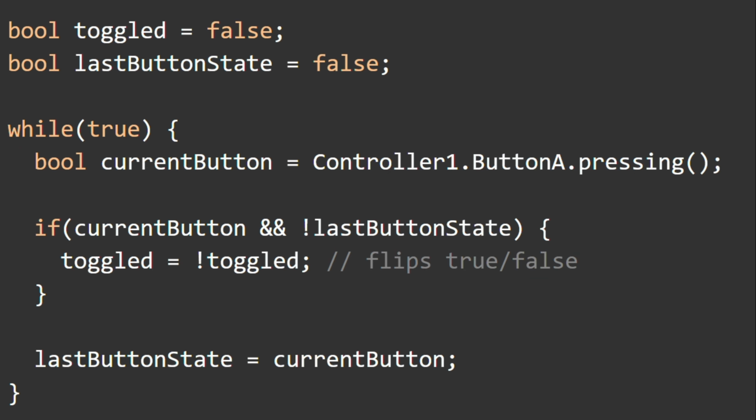A toggle is when you press a button once to switch something on and press it again to switch it off. Instead of it holding a button, it flips between true or false every time you press it. This is useful for things like pistons or intakes. Here's a simple toggle example. This checks when the button is pressed first and flips the value of toggled. The function controller1.button_a.pressing checks if button A on the controller is currently being pressed and returns true or false if it isn't.